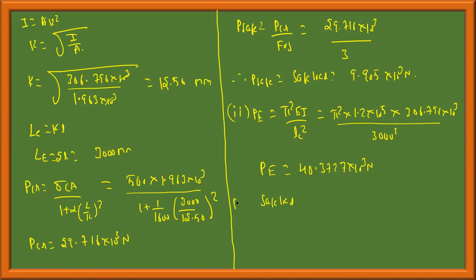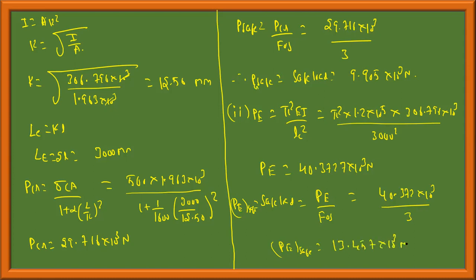which is equal to, let me write, this is P_CR, this is P safe, which is equal to crippling load by factor of safety, which is equal to, in this case, this is the crippling load, this is Rankine crippling load. Okay, 40.372 into 10 power 3 by 3. Can you tell me what will be this safe load value? I think it's 13.457 into 10 power 3 Newton.